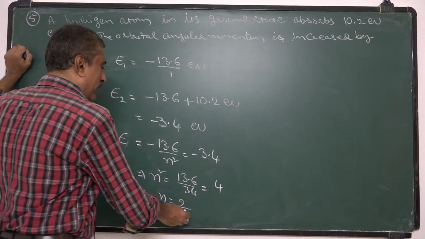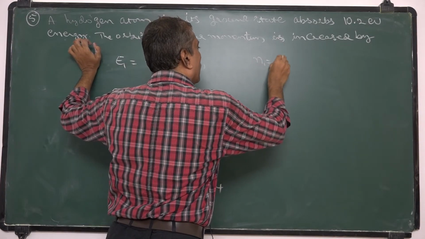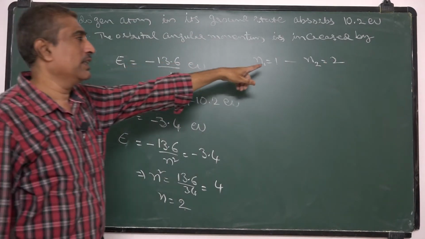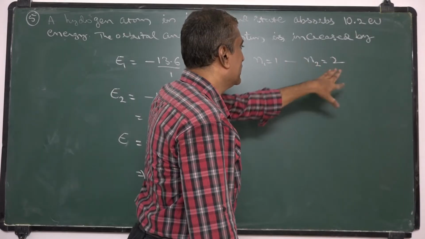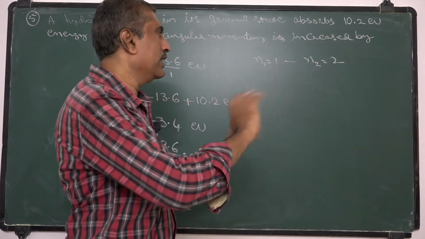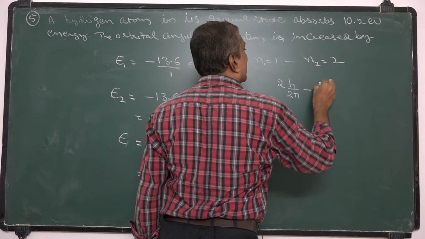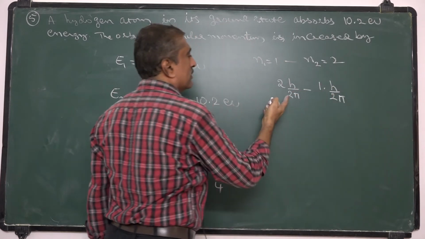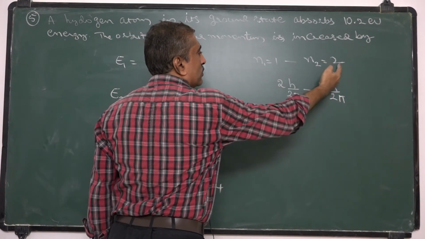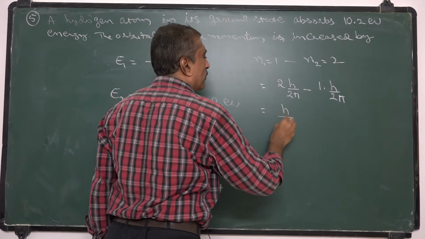Okay, now n equal to 2. That means electron excites from n equal to 1 to n2 equal to 2, that means from first state to second state. Now we have to calculate the orbital angular momentum increase, the change in orbital angular momentum, that is 2h by 2 pi minus 1h by 2 pi. So when it is in the ground state, its angular momentum is h by 2 pi. When it excites to the state 2, it is 2h by 2 pi. So change or increase is equal to h by 2 pi.